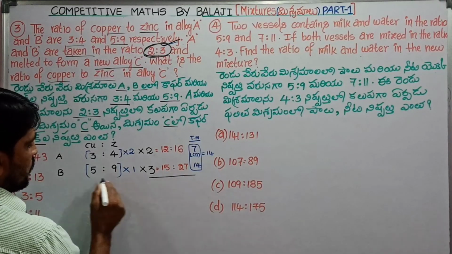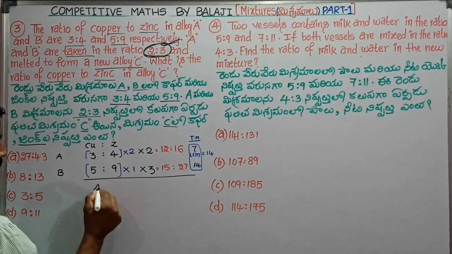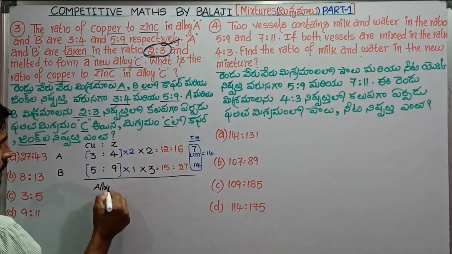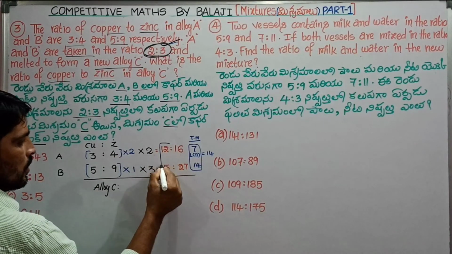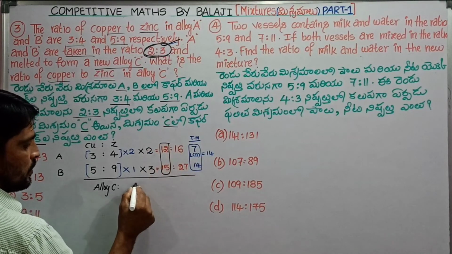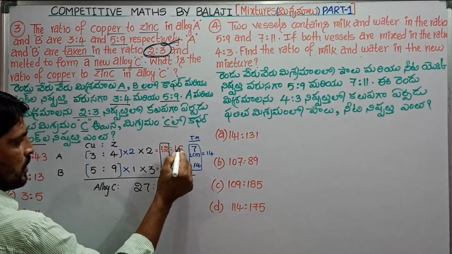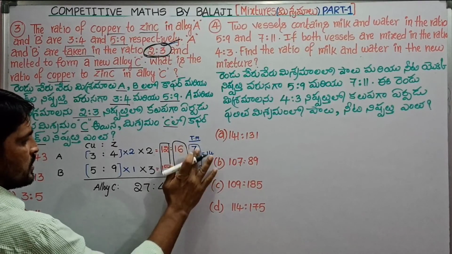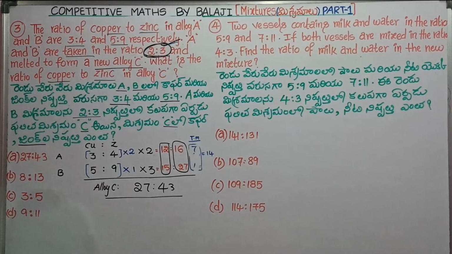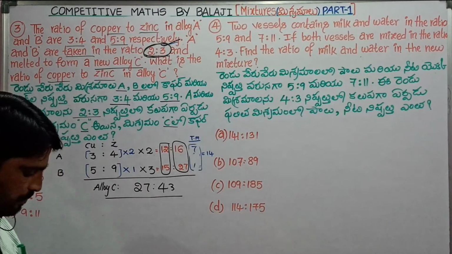In alloy C, the ratio of copper to zinc is 12 plus 15, 27, is to 16 plus 27, that is 43. So the answer is 27 is to 43.